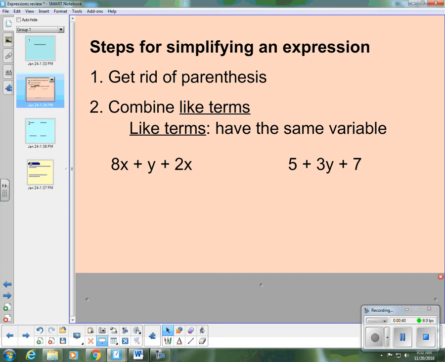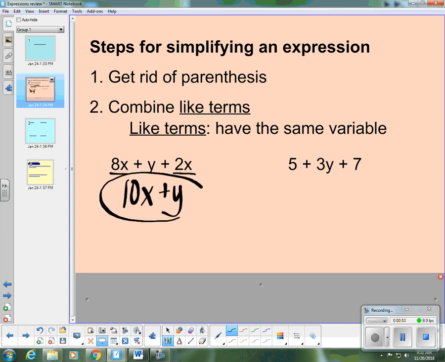Our like terms have the same variable, so our like terms are 8x and 2x. 8x's plus 2x's make 10x plus y. I can't combine the y, so I just need to bring it down. 10x plus y. On to the next one here, 5 plus 3y plus 7.